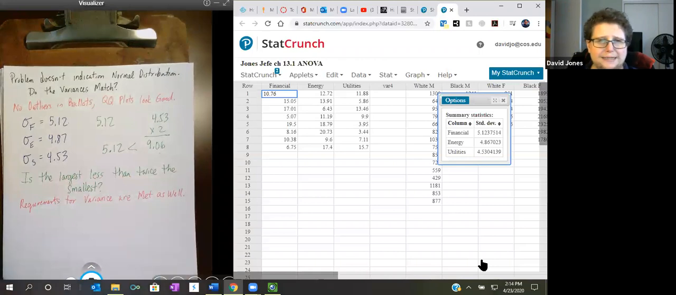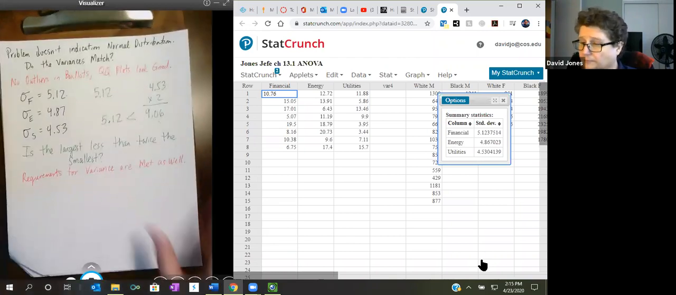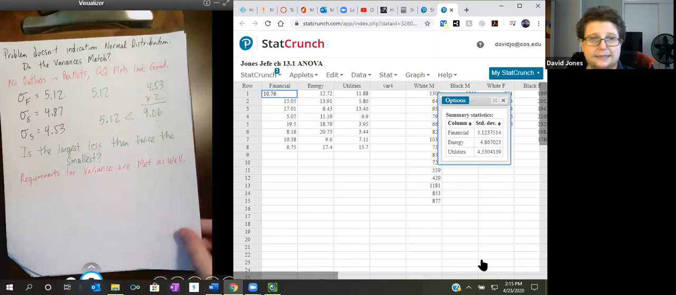There's no reason to think that financial, energy, and utility stocks have any relationship with each other. So they're independent. There are 3 different samples, so we have 3 or more. We meet the requirements for the test. So steps of the test. Let's do the test.